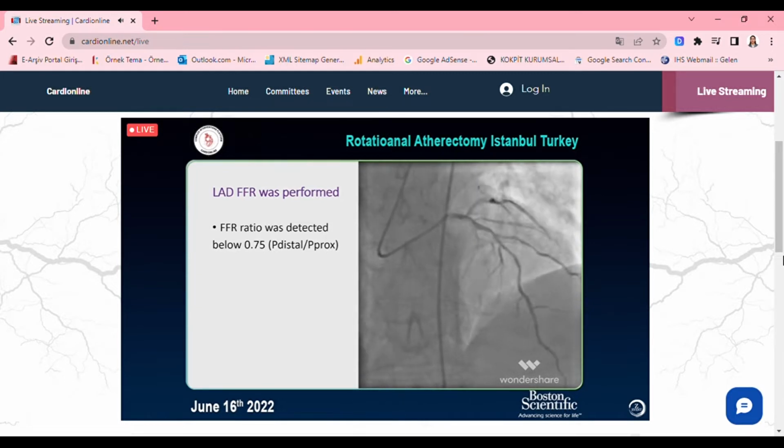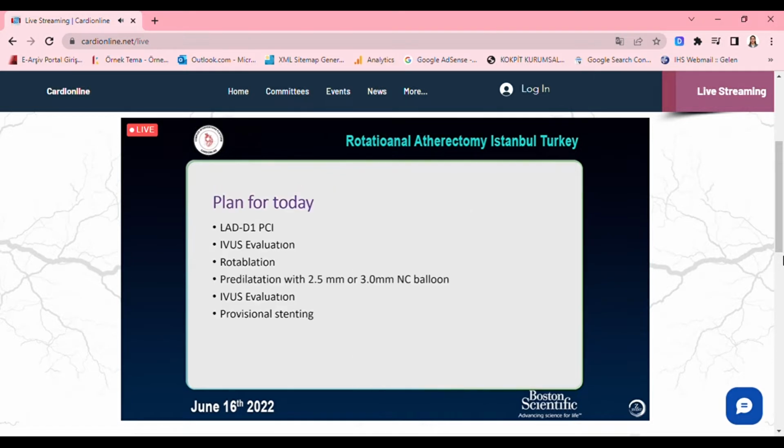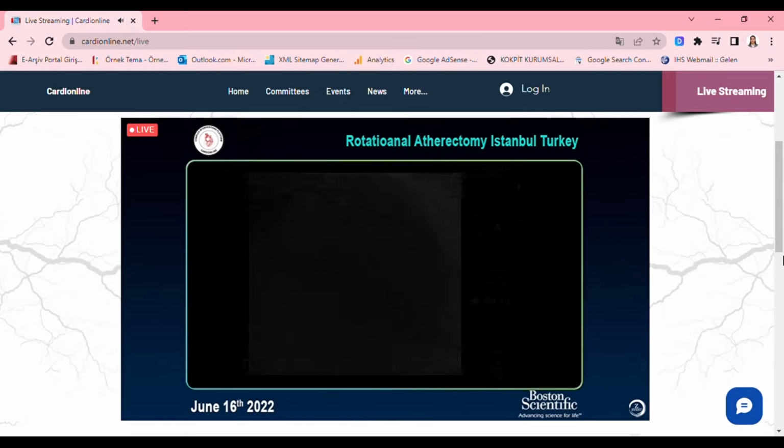So here we have this patient on our table in the Memorial Hospital Cath Lab. This is the plan for today's session, and I hand it over to Professor Dr. Umar Kartigan. Yes, sir. Thank you.